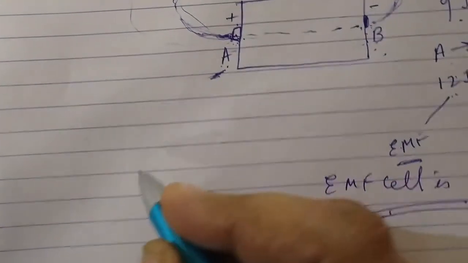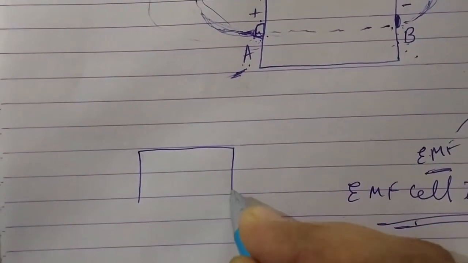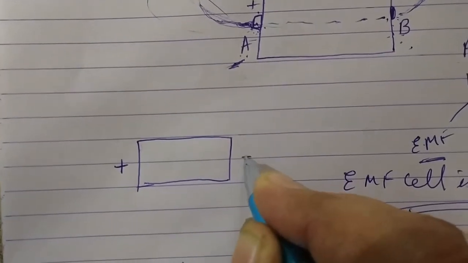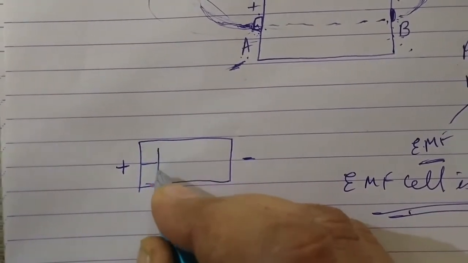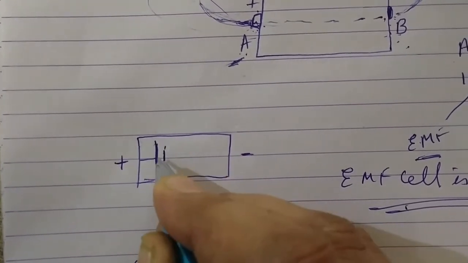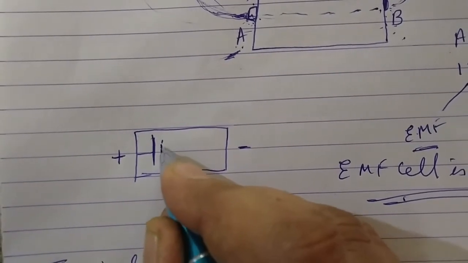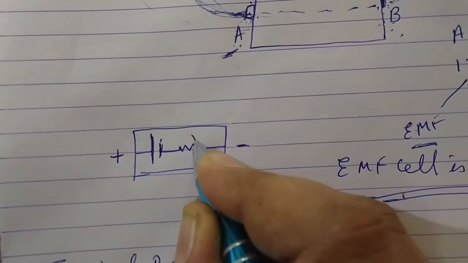Now if you want to make the cell, we'll make the cell like this. One end is positive, the other end is negative. Inside the cell there is EMF of the cell. The big line means positive, the small line means negative, and there is some internal resistance, small r.